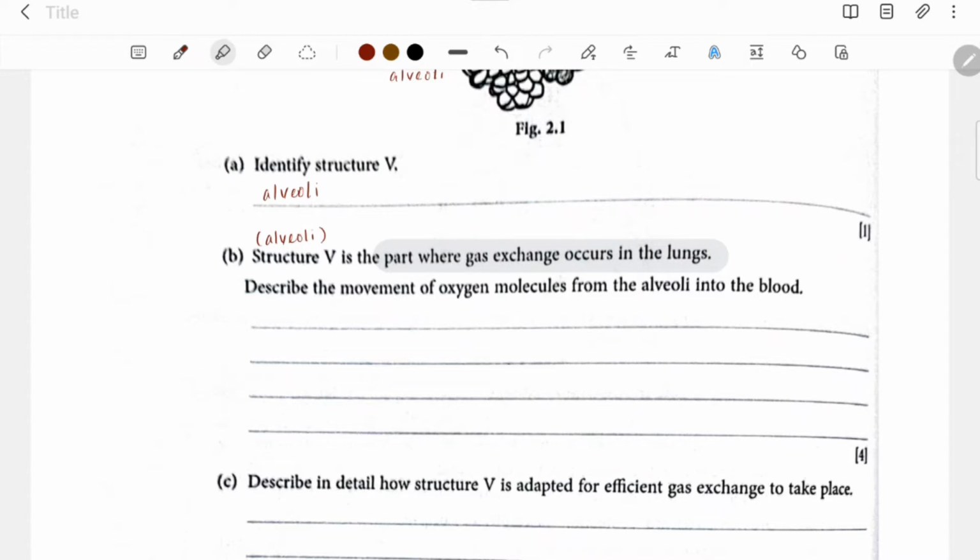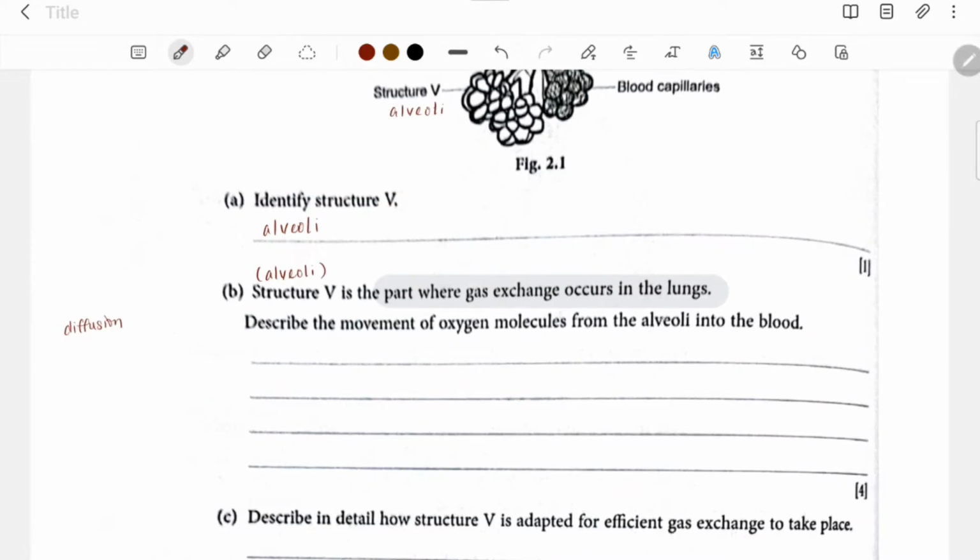Describe the movement of oxygen molecules from alveoli into the blood. Okay, the movement you can relate to the type of movement. Diffusion. Diffusion is always from the higher concentration region to the lower concentration region. So in this case, the alveoli is the higher concentration one, and this one is the lower concentration one.